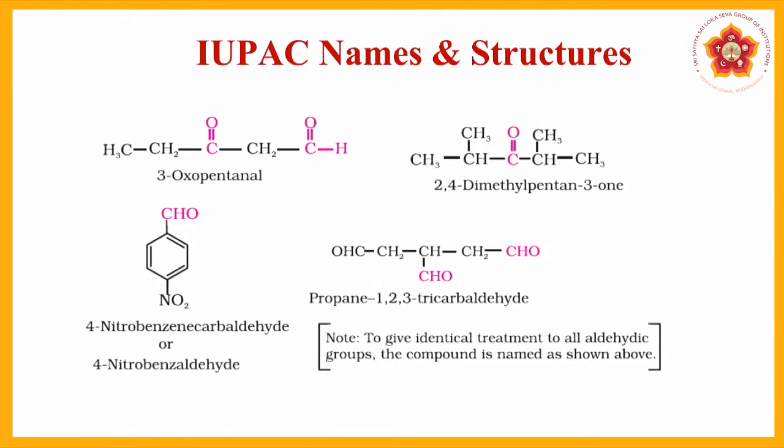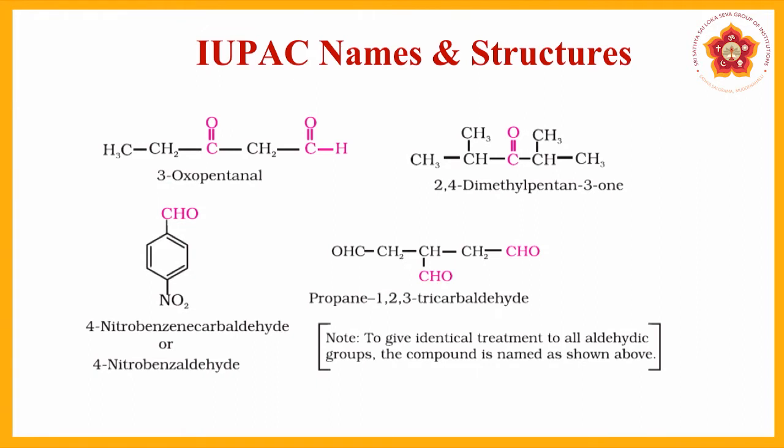Similarly, the next one, 2,4-dimethylpentan-3-one, because the parent chain contains 5 carbons, therefore pent. At the second and fourth carbon there is a CH3 group available, and at the third carbon there is the ketonic group.